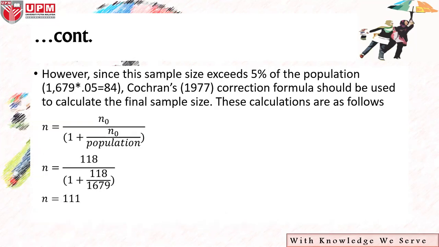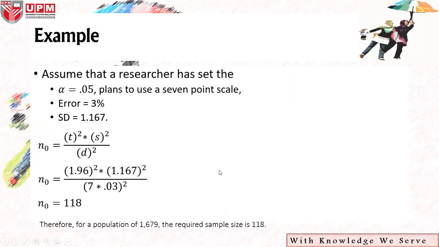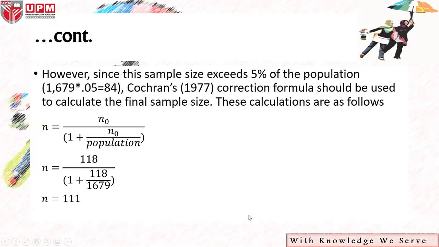Okay. Cochran proposed another correction formula if the sample size exceeds 5% of the population. Therefore, if you want to know whether the earlier recommended sample size exceeds the 5% or not, we need to calculate first. Kena calculate dulu, dia exceed ke tak 5%. So how to calculate? 1679 times 0.05, 5%, equals to 84.